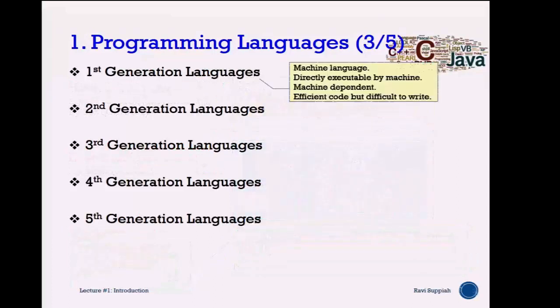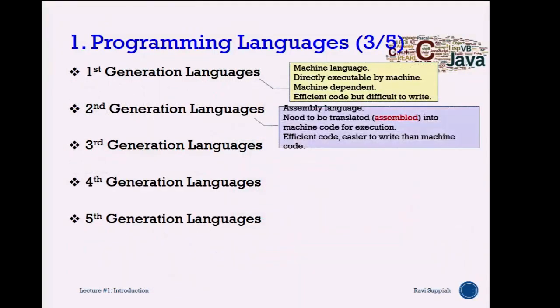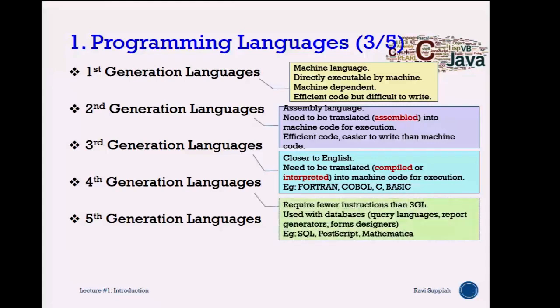Let's look at classification again. We have machine level language. This machine language is the ones and zeros that I said just now. So with these ones and zeros, what's the problem? It is very efficient, but very difficult to write. Nobody wants to write code as ones and zeros, correct?